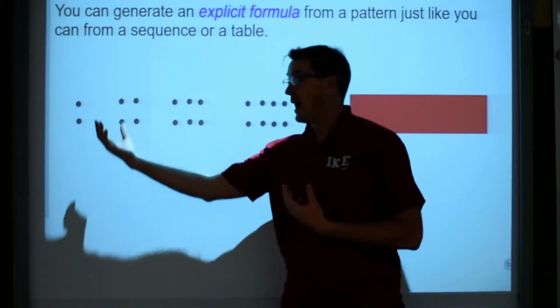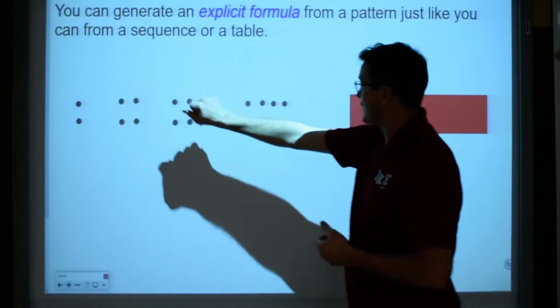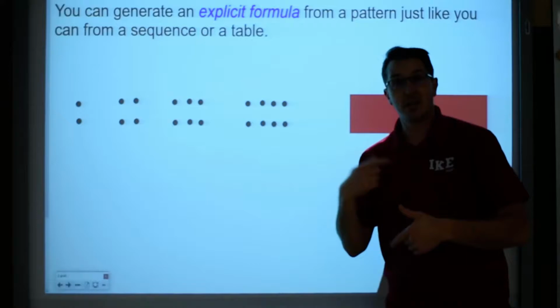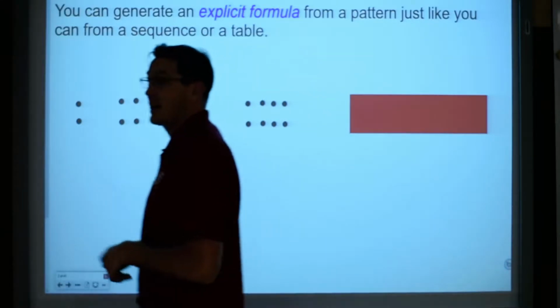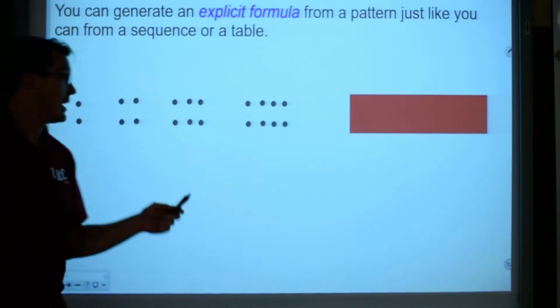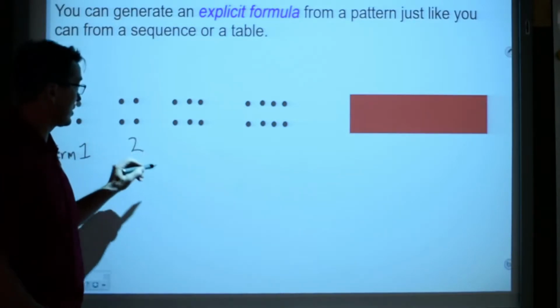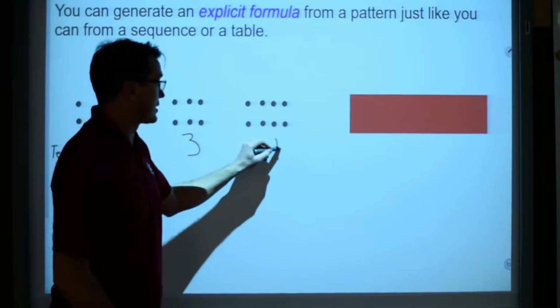If I look here, I can see that there is a pattern, right? There's 2, there's 4, and there's 6, and there's 8. There's obviously a pattern. So, just like with sequences, with patterns we always assume, unless we're told otherwise, that this first one is term 1. It's the first term because it's the first one I see. This is the second term. This is the third term. This is the fourth term.